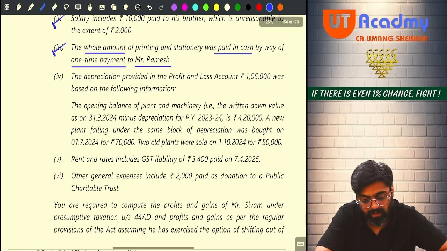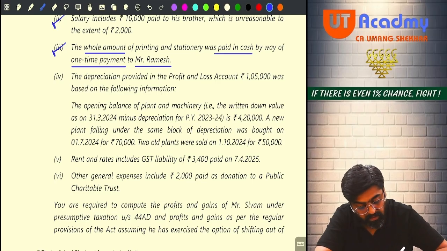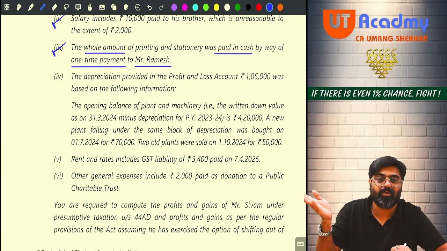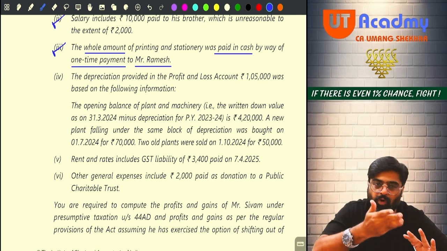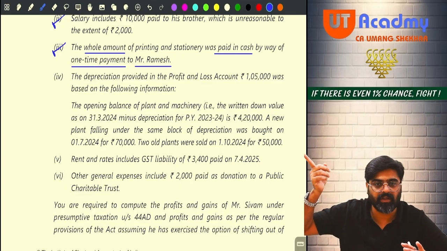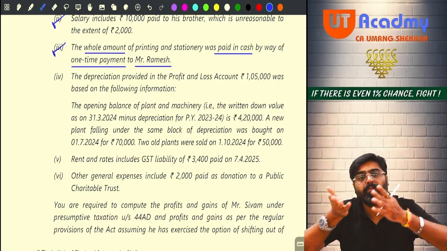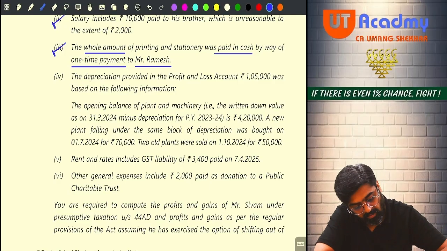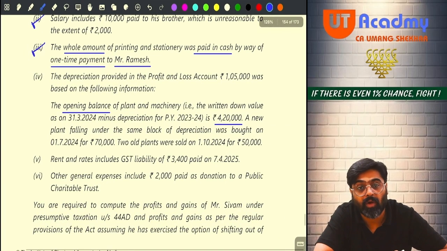Okay, next one. The depreciation provided in the P&L account, 1,05,000, was based on the following information. Opening balance of plant and machinery WDV as on 31st March 2024, minus depreciation for previous year. Last year closing WDV minus last year depreciation is already done, and this is the opening WDV for current year. Whatever closing WDV remained as on the last day of last year is brought as opening WDV in this year. And how much is that amount? 4,20,000. So can I say this is the opening WDV 4,20,000 of the plant and machinery block?